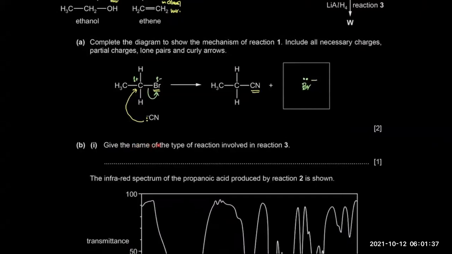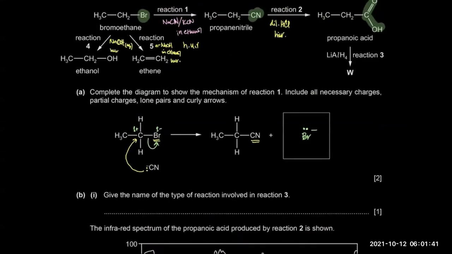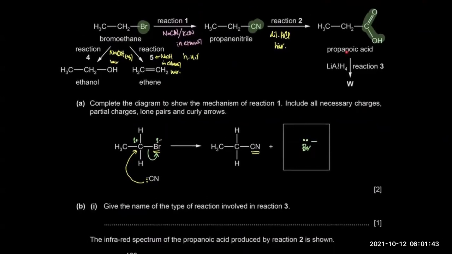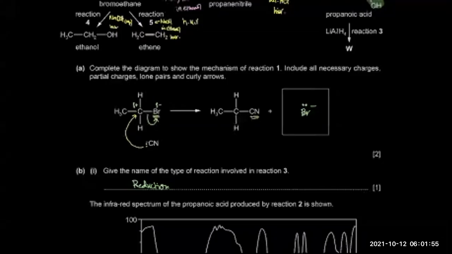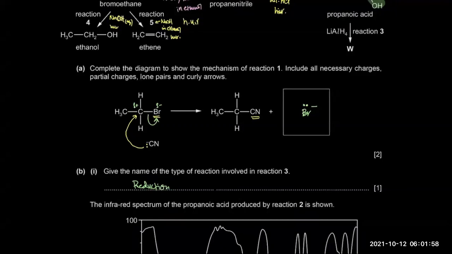Give the name of the type of reaction involved in reaction 3. What's the type of reaction when we're reacting lithium aluminum hydride with propanoic acid? What reaction is that? It's a reduction reaction.